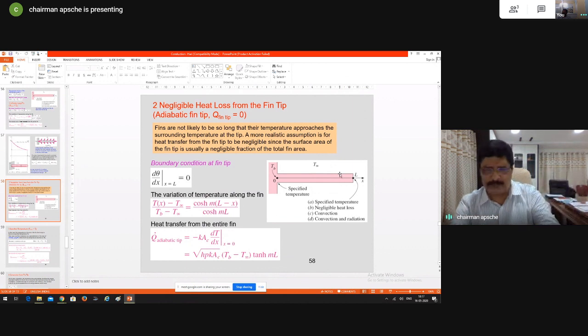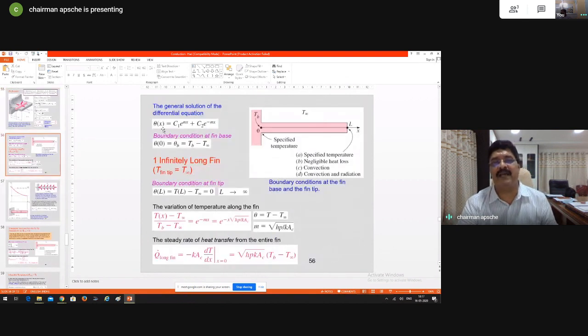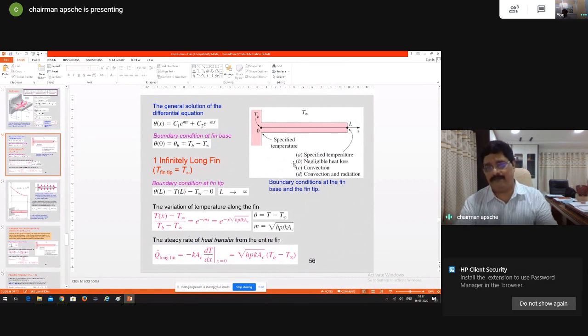So no confusion between the first and second case. In the first case, the tip of the fin has already reached the ambient temperature, and therefore theta becomes 0 at x equal to L. Whereas in this case, T is not equal to ambient temperature at the tip of the fin, whereas heat transfer is not taking place at the tip because it is insulated. So the boundary conditions change. The governing equation is the same. Now the governing equation is this. Theta of x, the solution is theta is equal to C1 e to the power of mx plus C2 e to the power of minus mx.